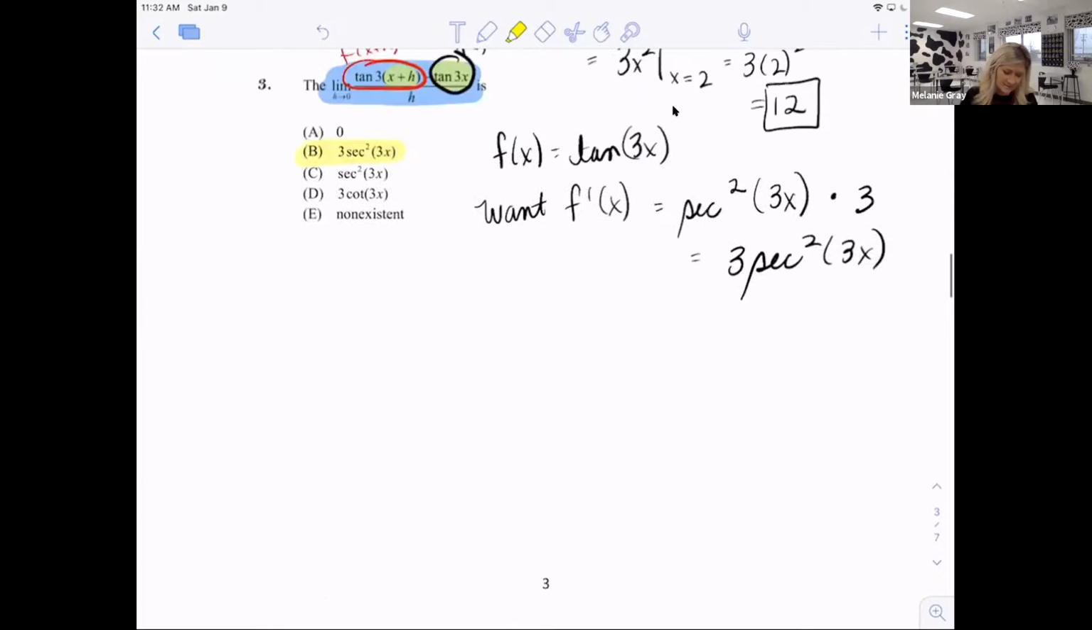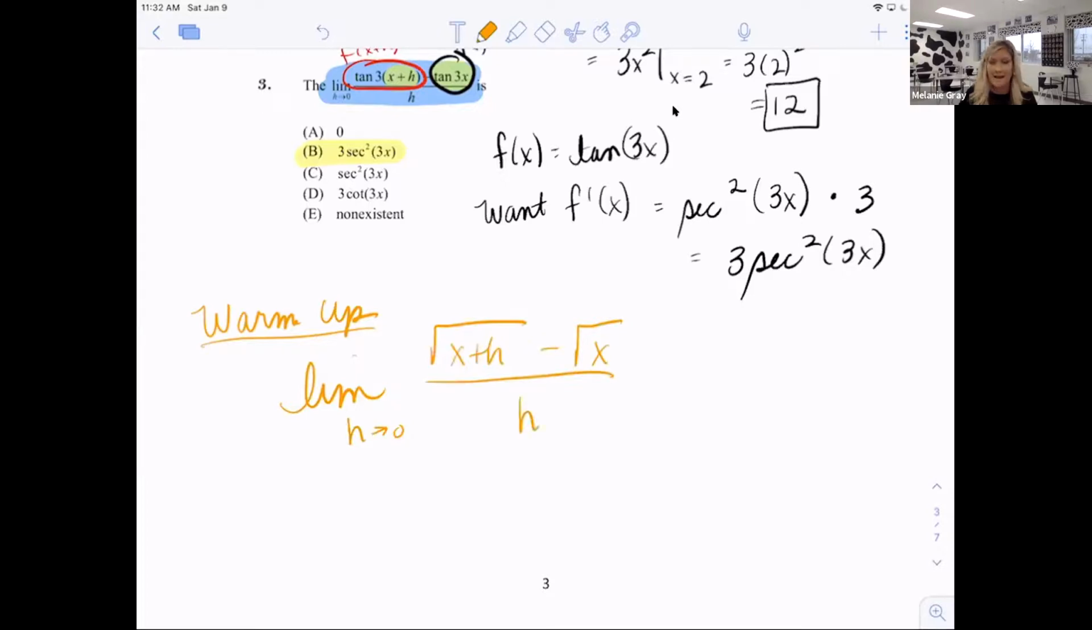Okay, so let's look now back at the warm-up. On the warm-up, we had the limit as h approaches 0 of the square root of x plus h minus the square root of x, all over h.